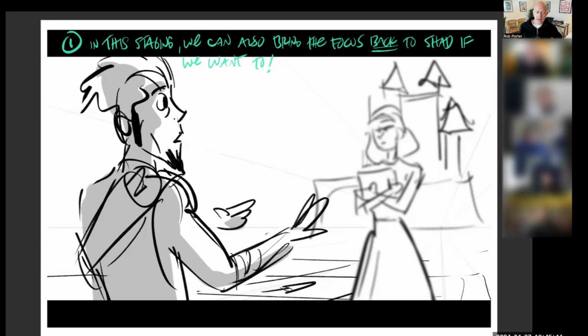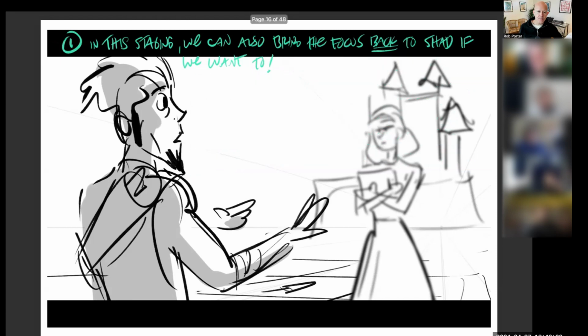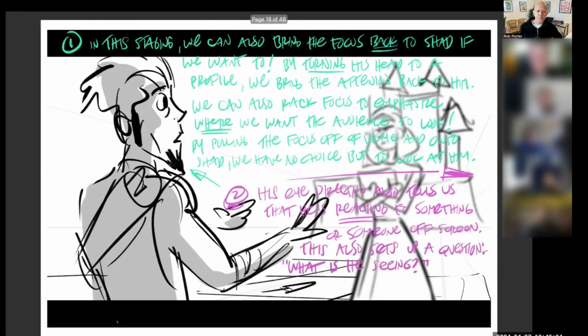And if I stage a shot like this, what I can do is get our guy looking here. By turning his head to a profile, we bring the attention back to our main character. We can also rack focus to emphasize where we want the audience to look. By pulling the focus off of Vicky and only on Shadow, we have no choice but to look at him.